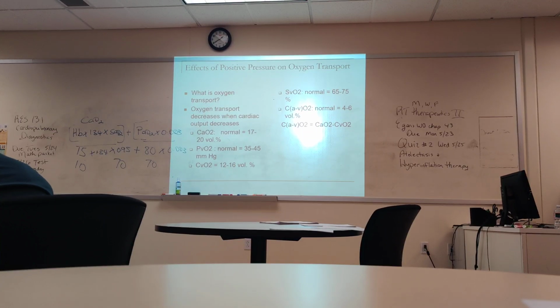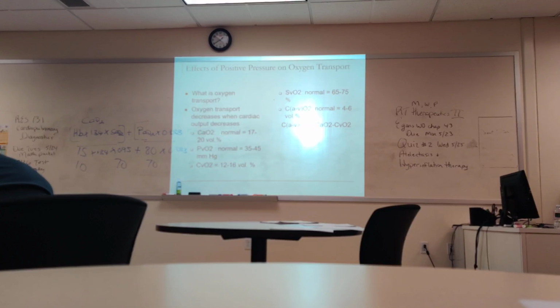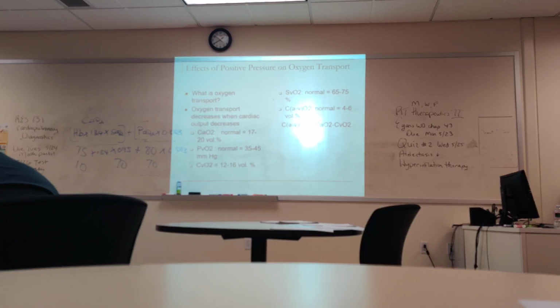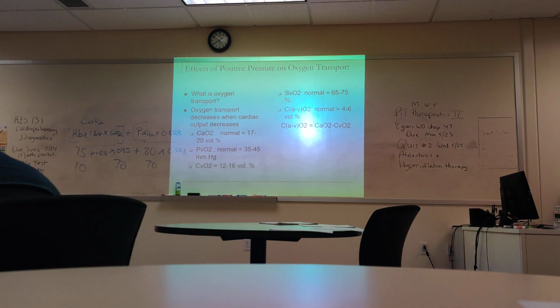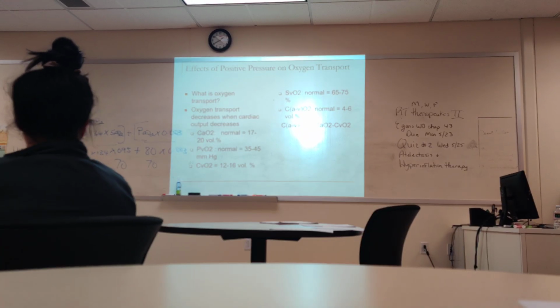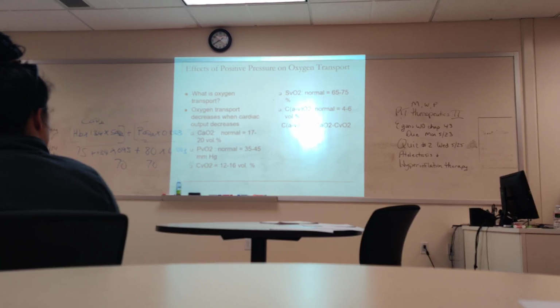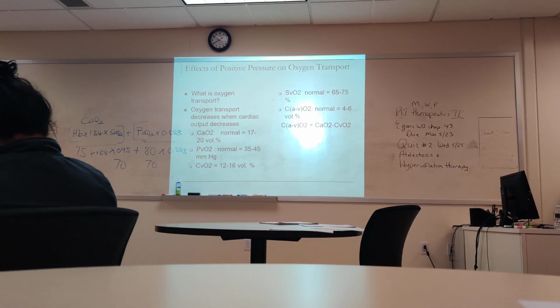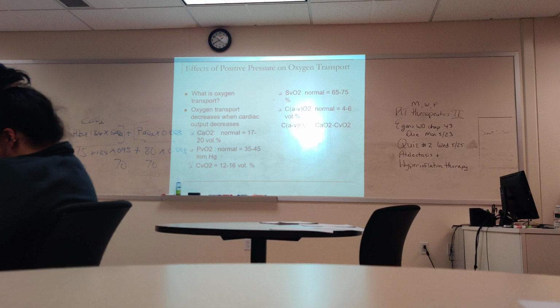Now let me tell you another thing. If you really want to know how well the lungs are working, you get arterial blood gases. If you really want to know how well your heart is working, you get your venous blood gases. So we use the venous parameters to measure the function of the heart, and we use the arterial values to measure the function of the lungs. So if my PvO2 is dropping, cardiac output is dropping. If my CaO2 is dropping, cardiac output is dropping.